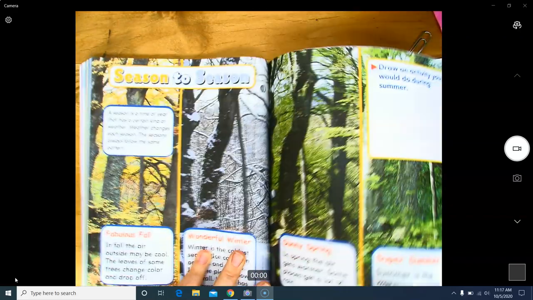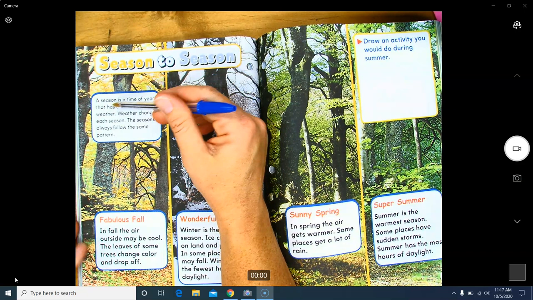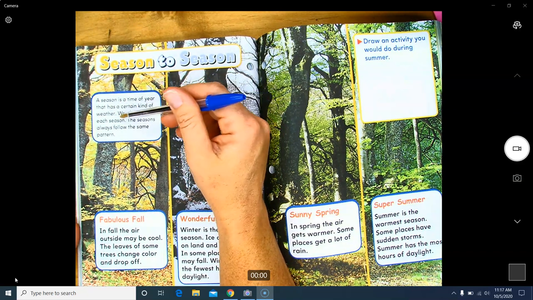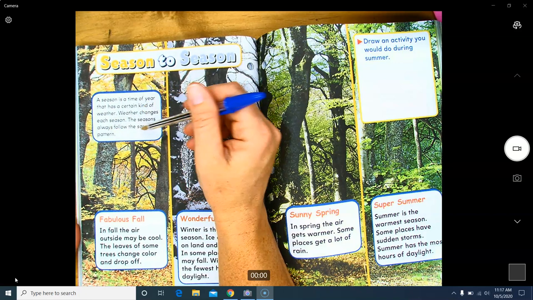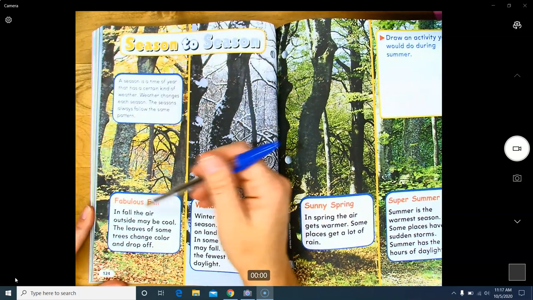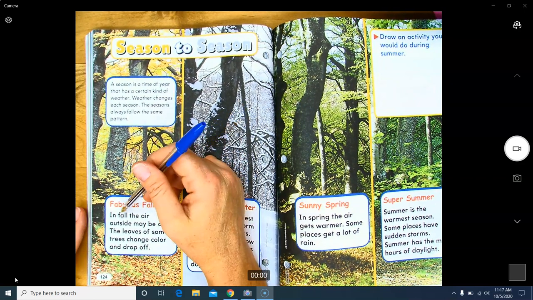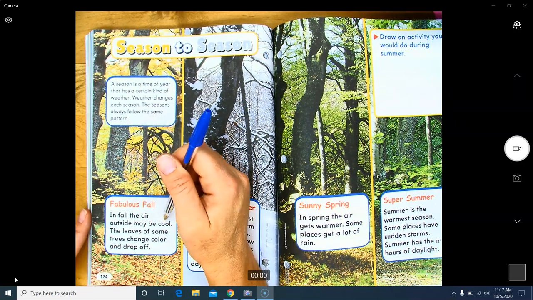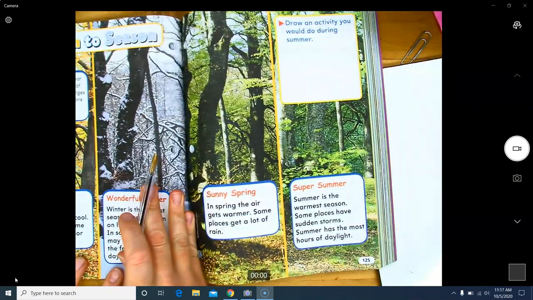Now we know we all have seasons. So season to season, a season is a time of year that has a certain kind of weather. Weather changes each season. The seasons always follow the same pattern. Fabulous fall. That's what we're in right now. In fall, the air outside may be cool. The leaves of some trees change color and drop off.